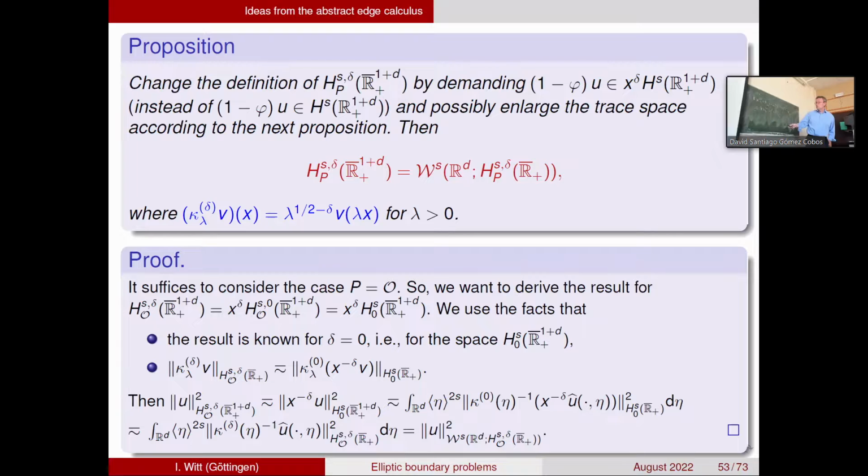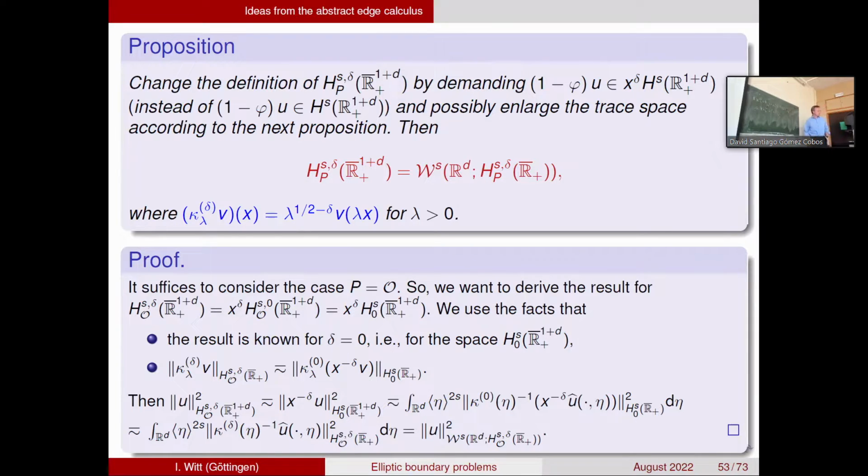The Fourier transform is again with respect to the y values. Then we just use this observation. Now we get it to the other side, and that's it. This is just the norm in the WS space with values in H S delta O. We could also have given a direct proof; that is also possible.